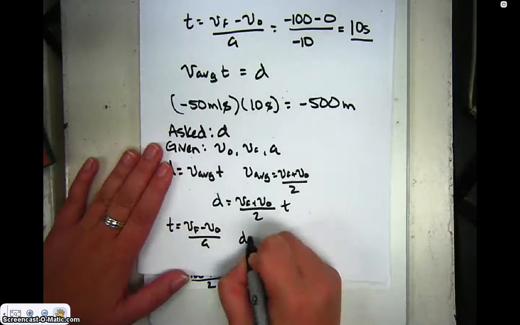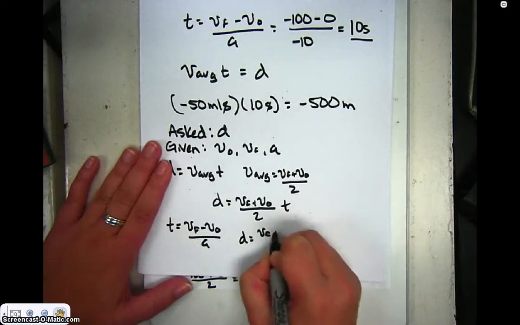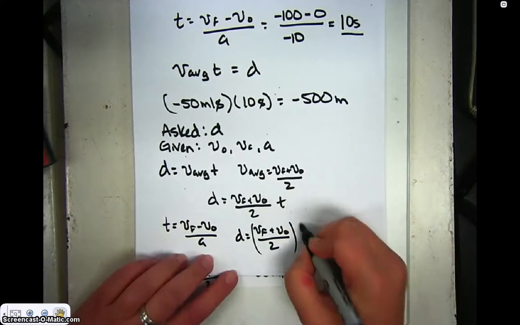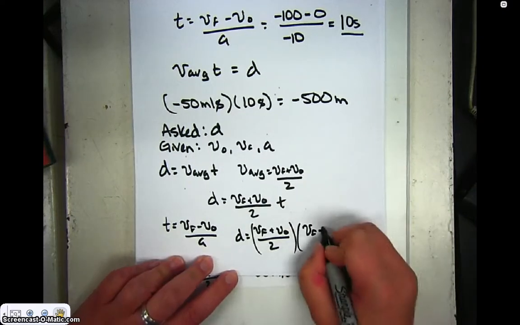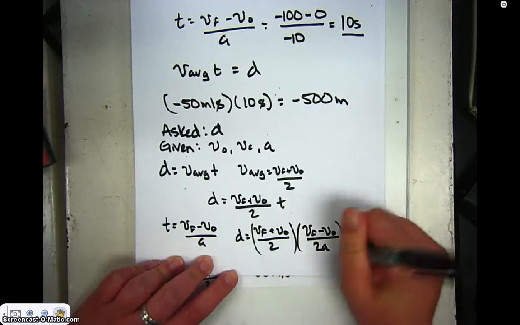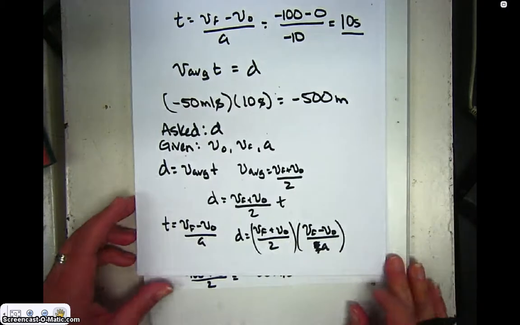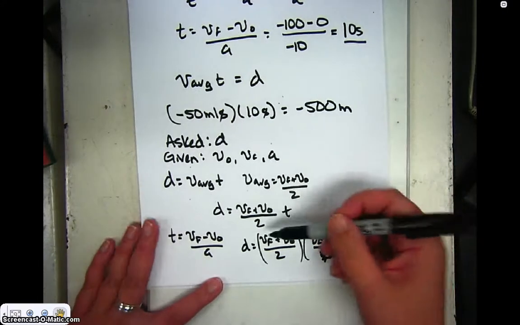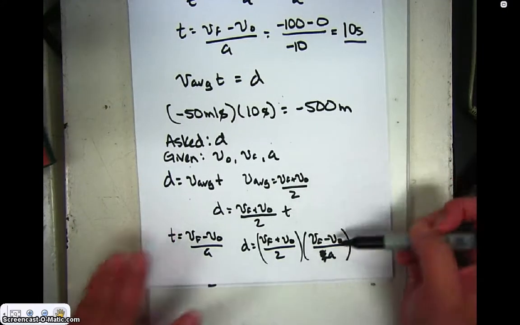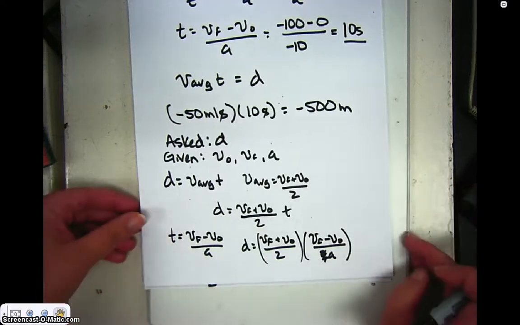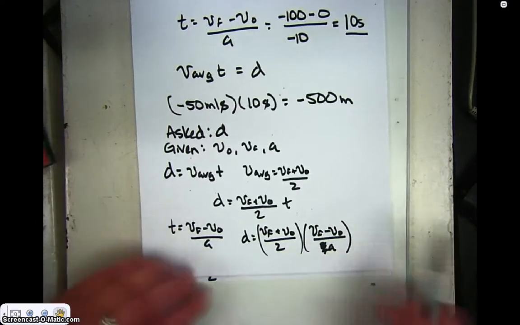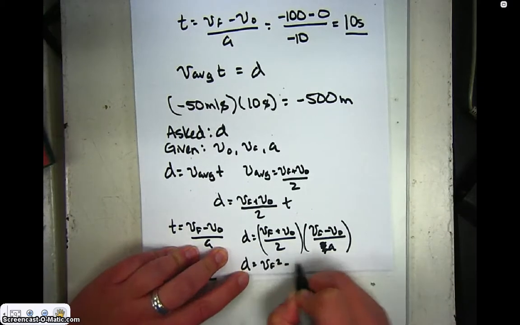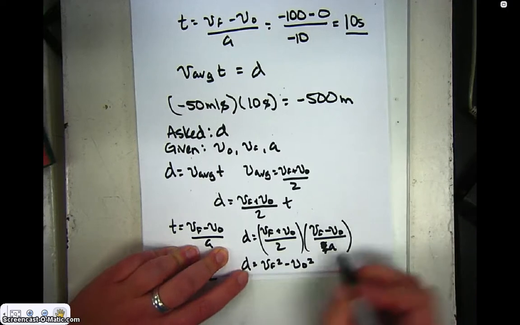Okay, and so we're going to plug this in for T. So now I have that D equals V final plus V initial over 2, all times V final minus V initial all over A. Okay, so now we just want to multiply this out. We've got to do a little FOIL action here. We get that D is equal to V final squared minus V initial squared, all divided by 2A.